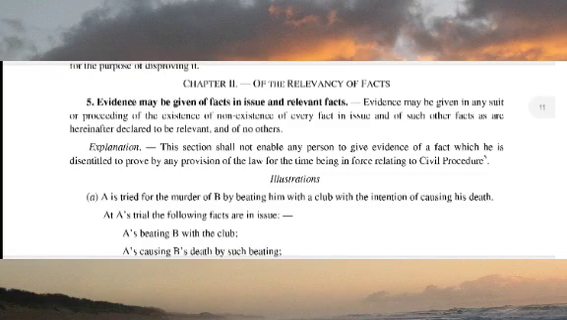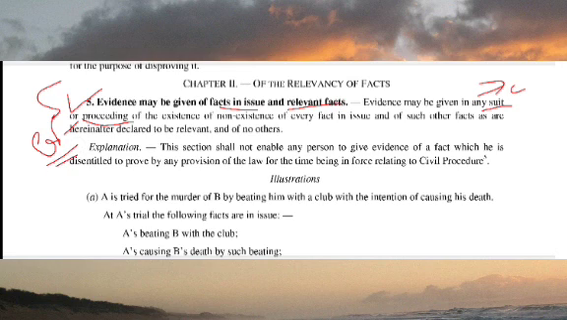So let's begin. Section 5. Evidence may be given of facts in issue and relevant fact. Let's read the provision. Evidence may be given in any suit or proceeding of existence or non-existence. Suit refers to civil suit. Proceeding refers to something criminal in nature. Of existence and non-existence: it may say it exists, it may say it doesn't exist. Of every fact in issue and of such other facts as are hereinafter declared to be relevant and no other.